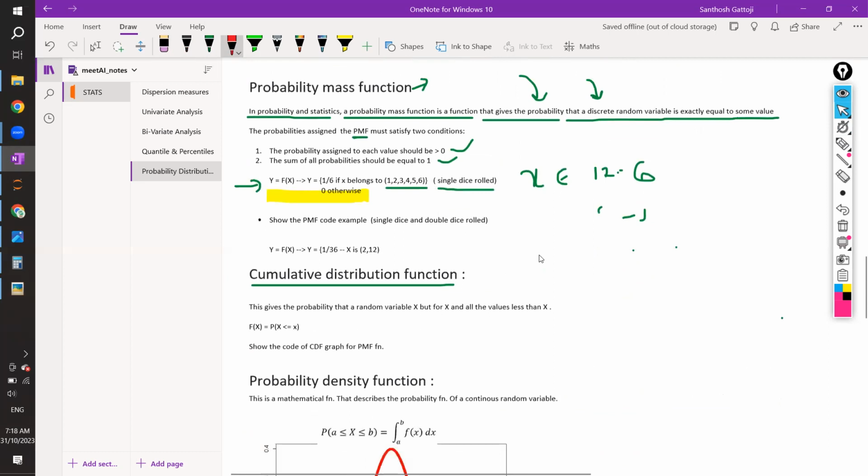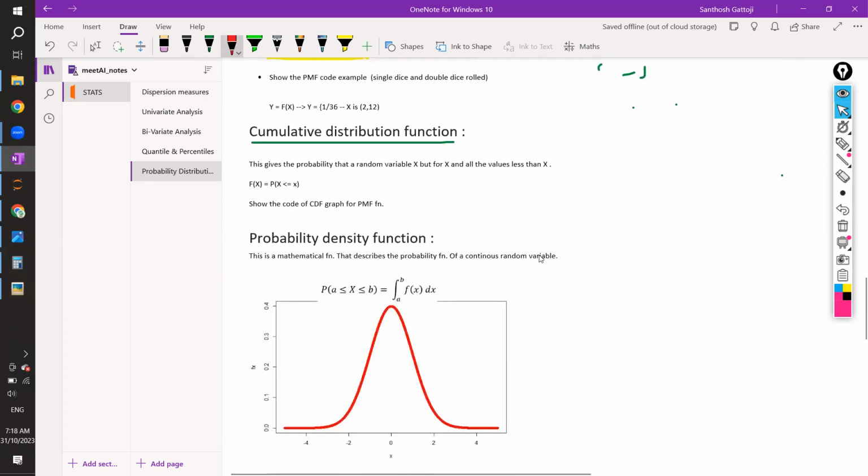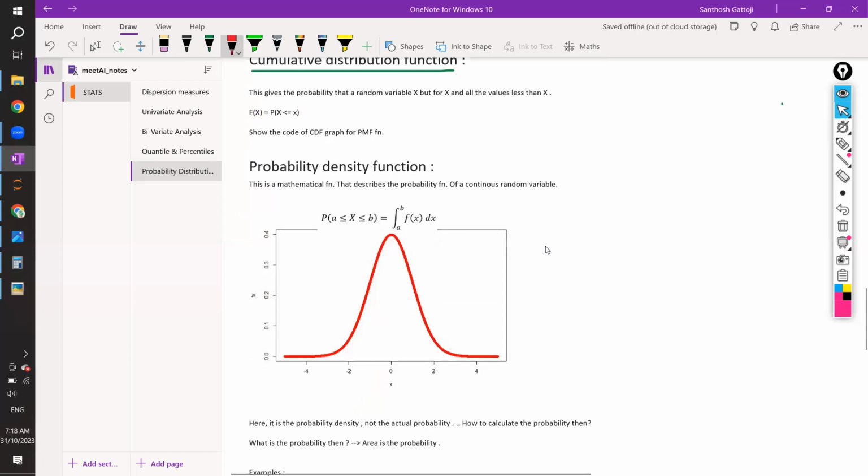So what is a continuous variable? I think you already know by this time: it's non-countable, and infinite possible outcomes are possible. Okay, so now the continuous probability density function. This actually requires some attention for you to understand. Why? Because now, what is the problem we are facing with the continuous variable?